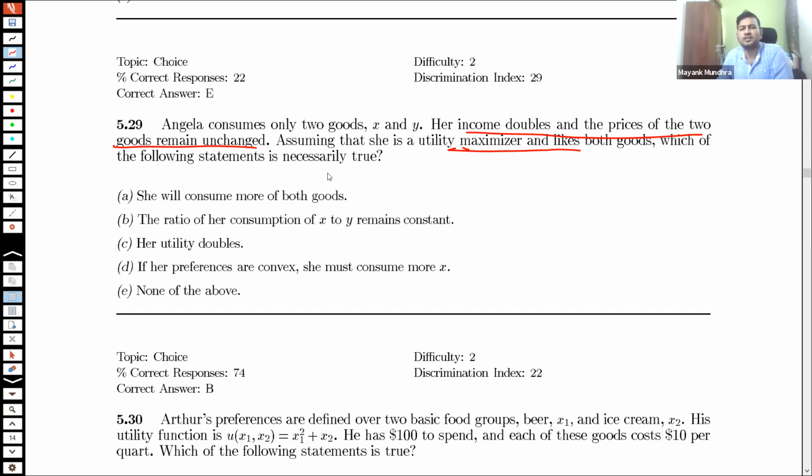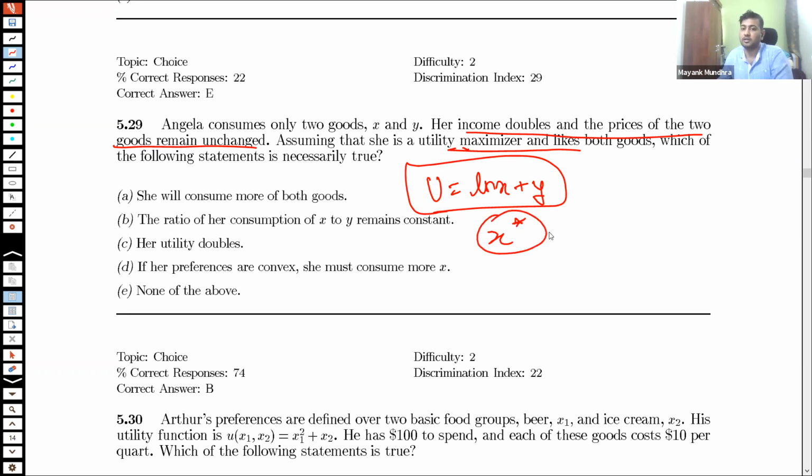Okay. So none of these is necessarily true. Suppose you have utility equals ln X plus Y. So I know that in this case, if you're sufficiently rich, the amount of X will be fixed at X star. You do not consume more than X star if you are sufficiently rich, if your income is above some threshold.